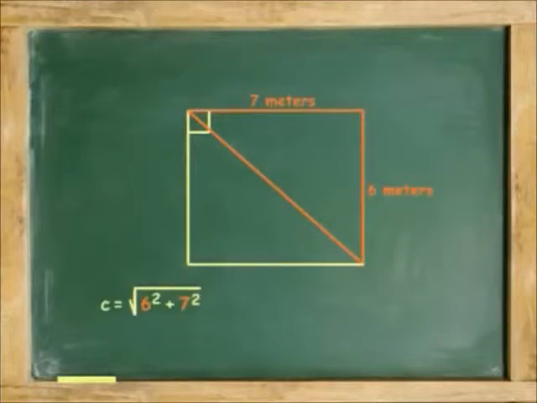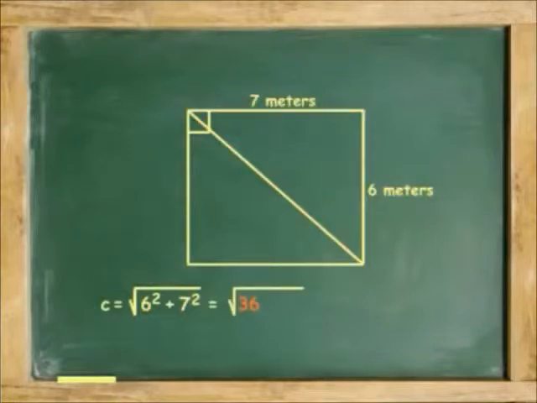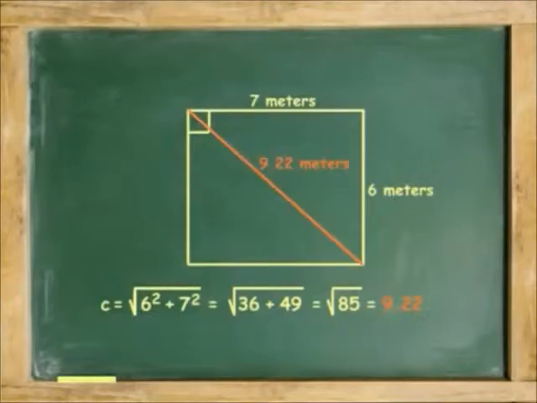Using the Pythagorean theorem, the diagonals become the hypotenuse of the triangle made up from the sides of the frame. Square 6, square 7. Adding 36 and 49, you get 85. The square root of 85 is 9.22. The diagonal must be 9.22 meters for the room to be a rectangle.